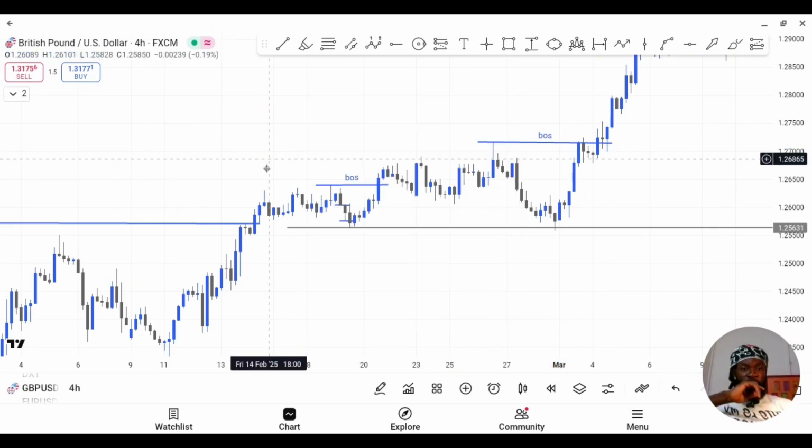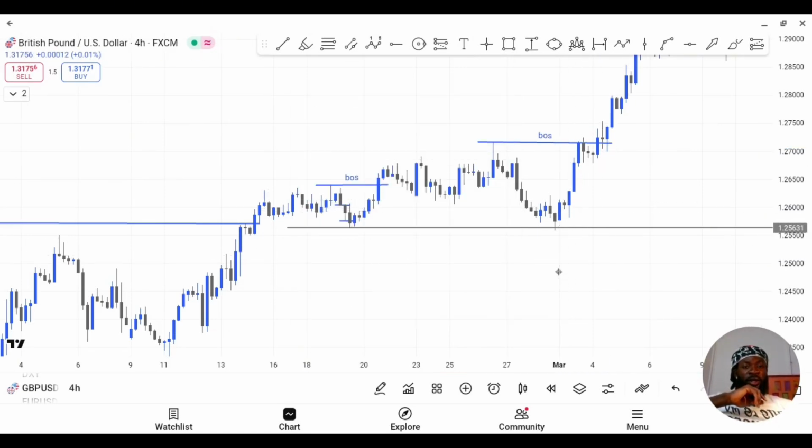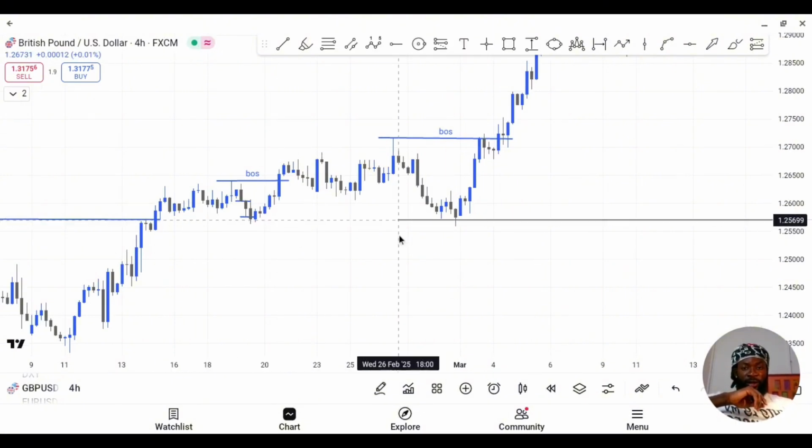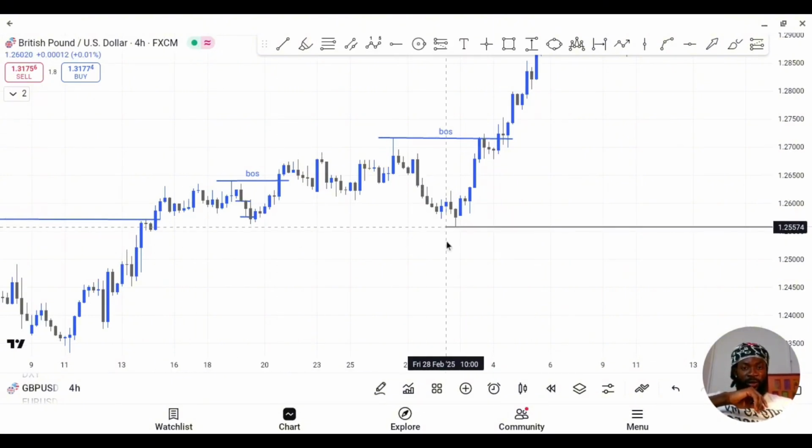BOS, break of structure here. Where is now our lower low, our protected low, which we call the defender? It's here. We have it here.